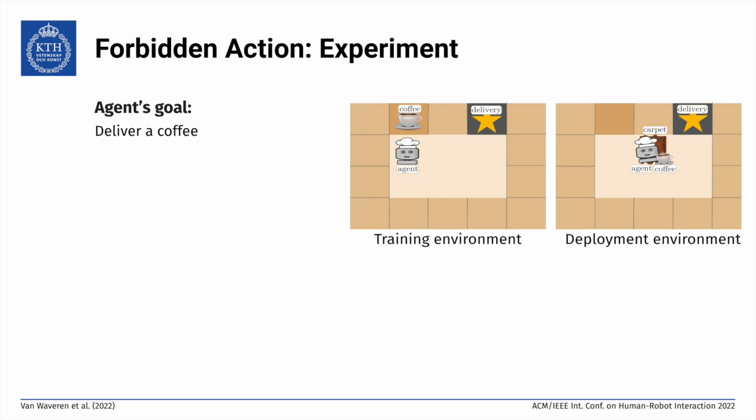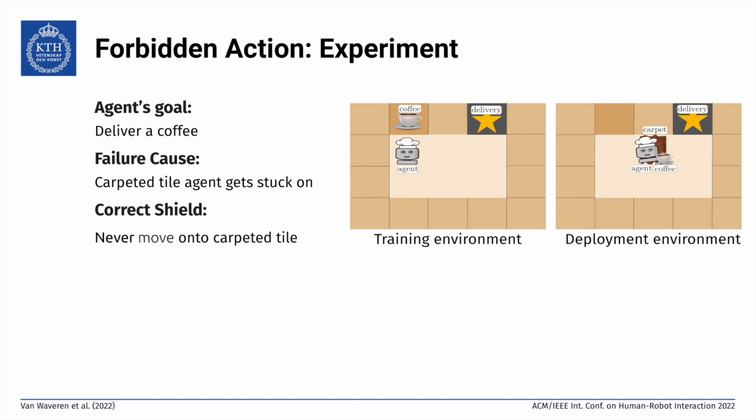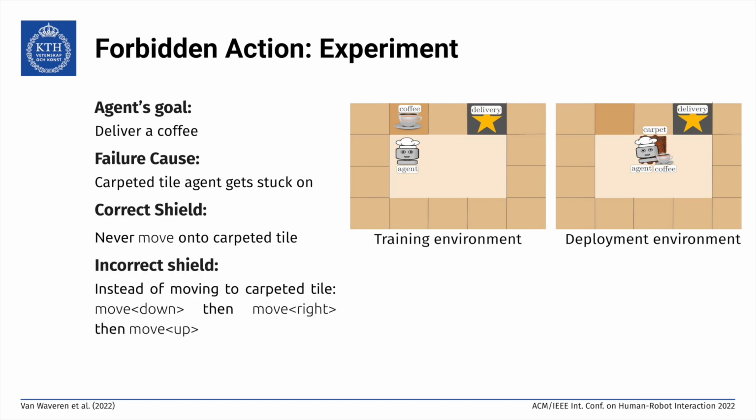The agent has been trained to deliver a coffee. However, after deployment, one floor tile is occupied with a carpet. We apply a correct shield that constrains the agent's behavior such that it never moves onto a carpeted floor tile. The incorrect shield refines the failed action by instead moving one tile down, one right, and one up.